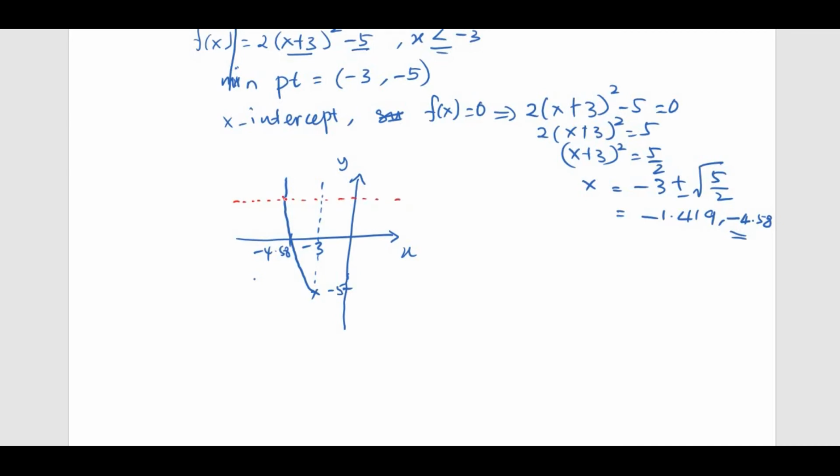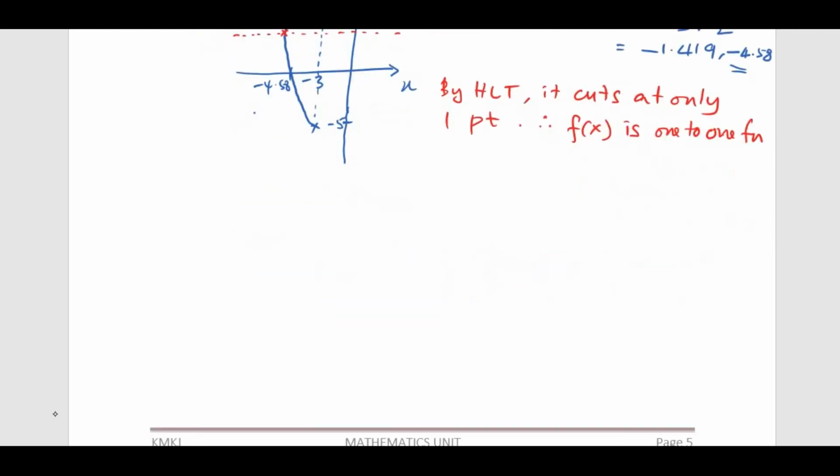Okay, now you can sketch the horizontal line to test whether this function is a one-to-one function or not. So see, the horizontal line test shows that it cuts at only 1 point. So you can write here: by horizontal line test, it cuts at only 1 point. Now let's find the expression of f inverse.